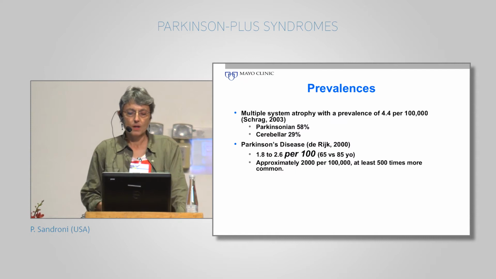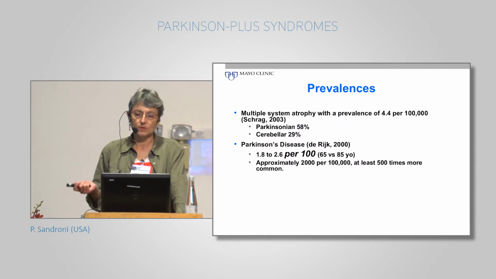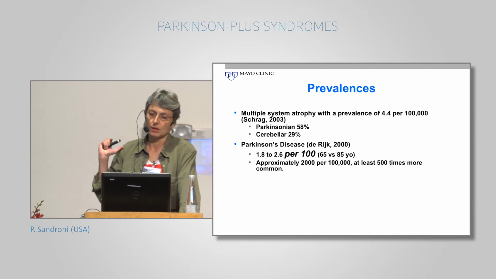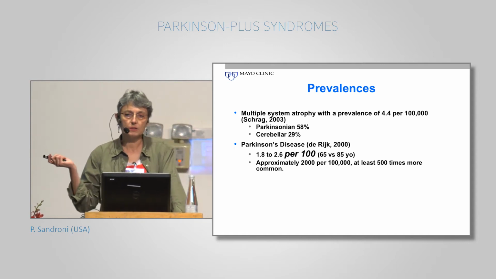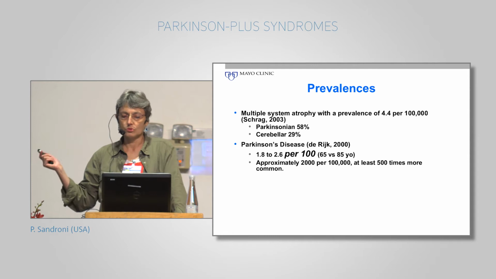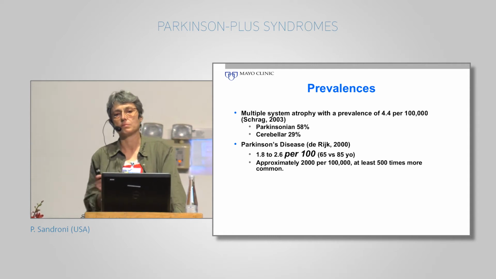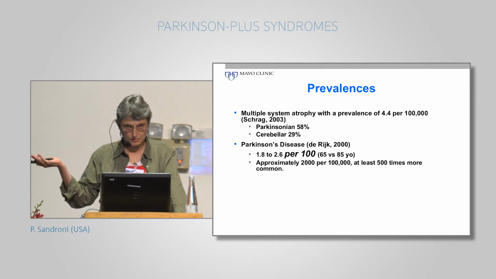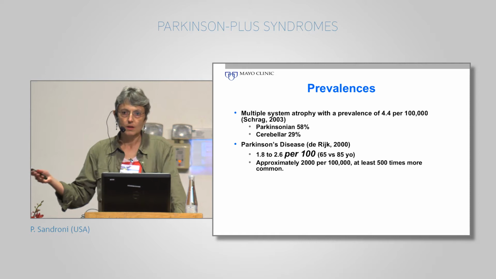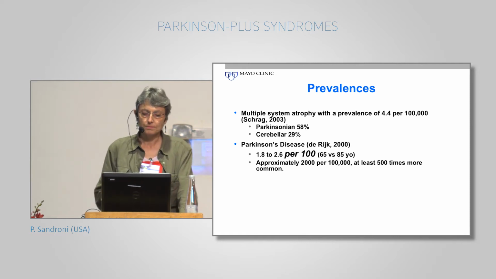is excluded. What's the prevalence? Well, the only real study that looked at this is pretty old still. And the prevalence is pretty low overall, so 4.4 per 100,000, with 2/3 of the patients being Parkinsonian and about a third cerebellar presentation, and then the rest is mixed. And eventually, as the disease progresses, the patient will have both aspects.